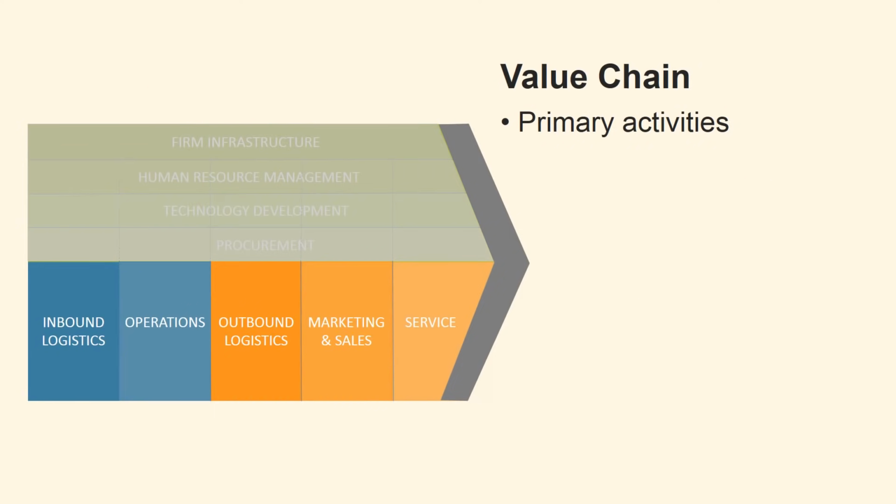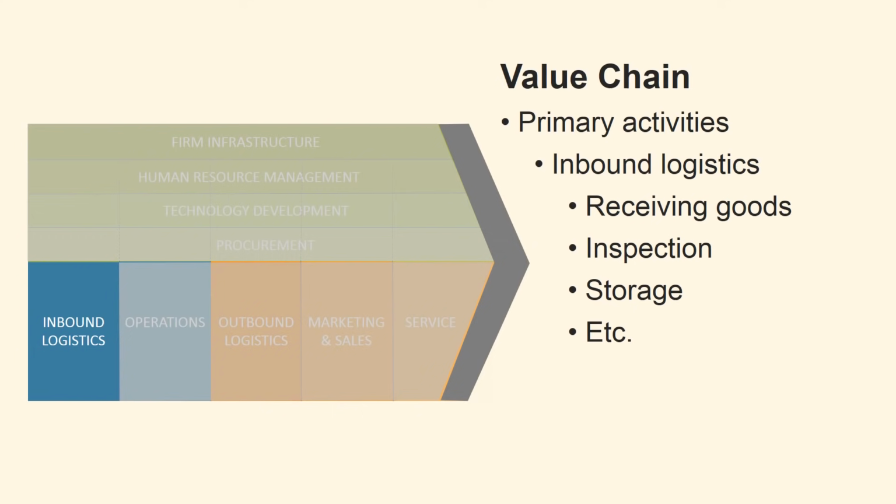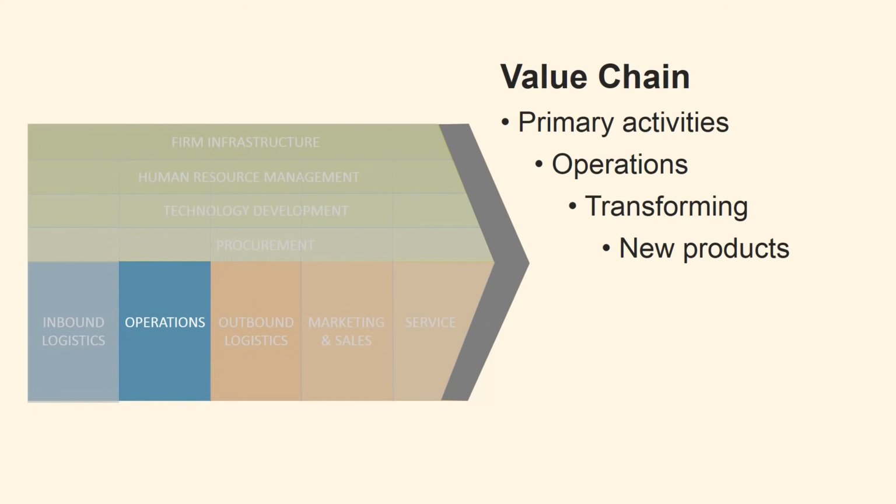The primary activities consist of the 5 activities at the bottom of the model. These are inbound logistics, operations, outbound logistics, marketing and sales, and service. Each of these activities may be described as follows. Inbound logistics can consist of receiving goods, inspection, storage, receiving returned goods, etc. Operations include activities associated with transforming raw materials and components into new products.